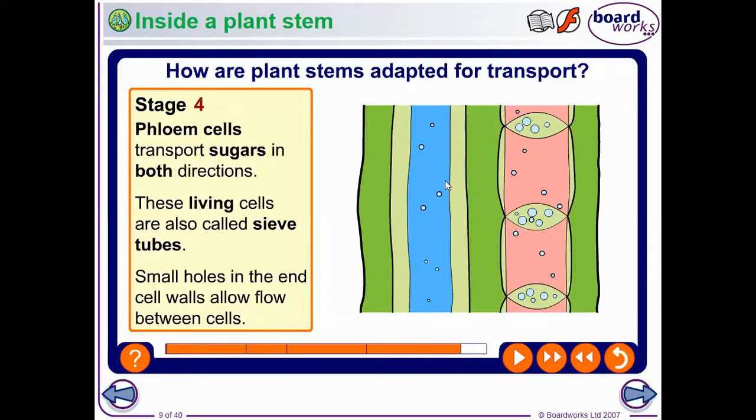So when we look at our xylem vessel, it's continuous, it's just a long hollow tube. But if we look at our phloem vessels, they're made up of living cells, and at the end of each living cell, you have these little holes, so a sieve that allows the easy transport of sugars into and out of the continuous column of living cells.